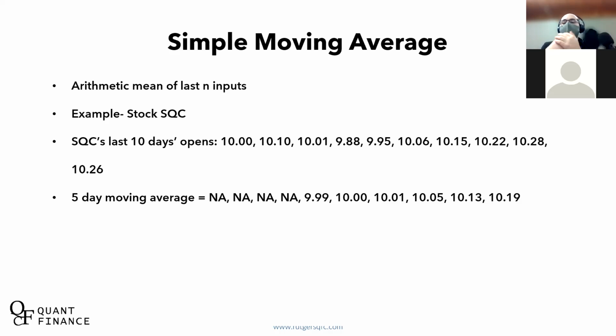In this scenario, there would be no data for the first 4 days, but as we can see, the numbers that are outputted for the next 6 days are a little bit more, how do I say it, smoothed out. They're less erratic. You see SQC goes from 10 to 1010, 1001, 988, so on and so forth. Whereas here it stays a little bit more in line and it doesn't suffer from the same day-to-day wild variability and randomness that you would observe if you were to just straight up plot the data of SQC's price.